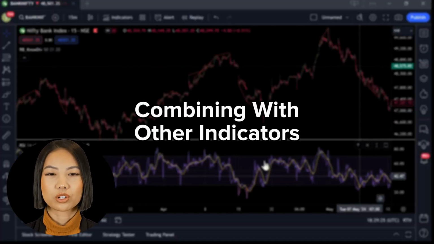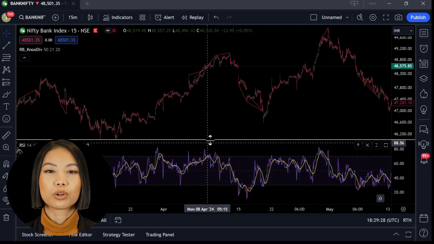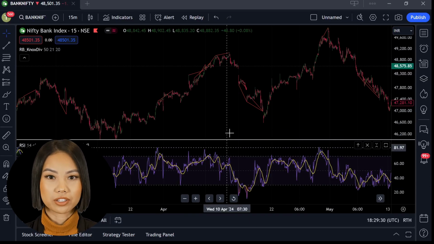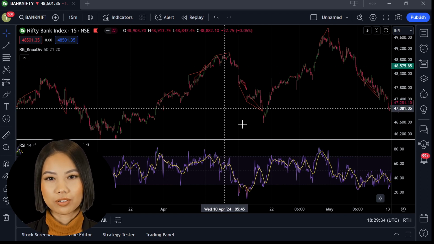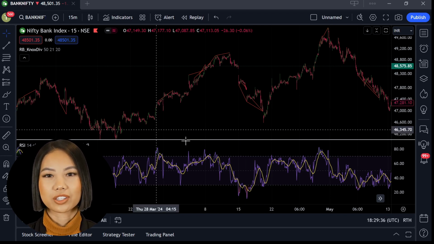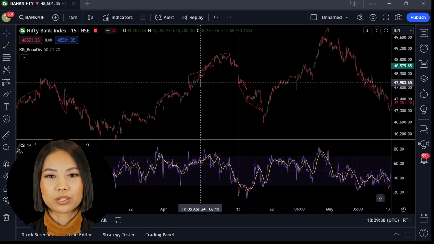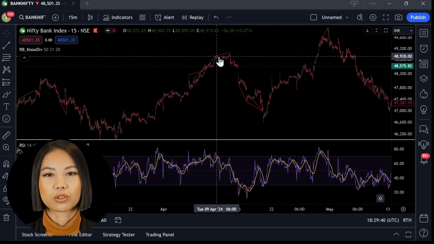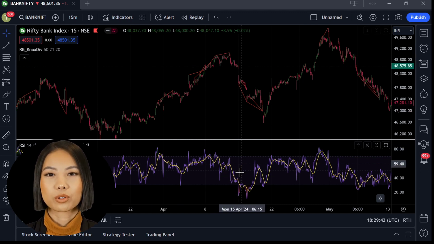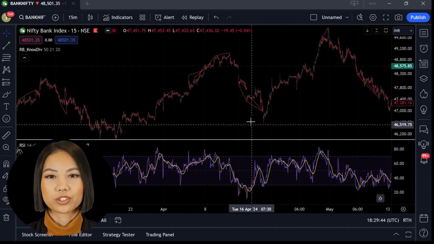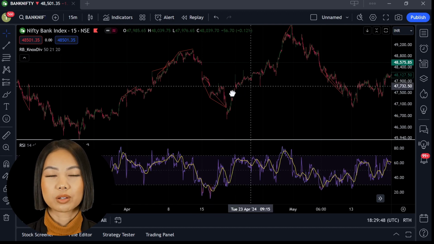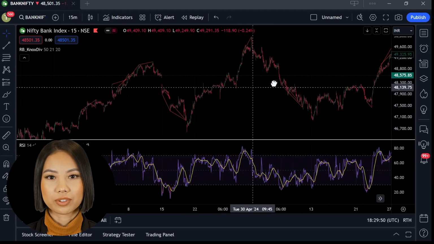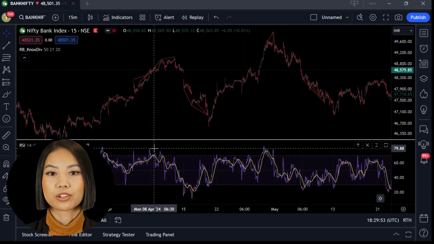Using it in combination with other indicators. For more robust trading signals, combine the Knoxville Divergence Indicator with other tools. Example, pair it with the Relative Strength Index, RSI. When you spot a bullish divergence on the Knoxville Divergence and the RSI is below 30, oversold, it strengthens the buy signal. Conversely, a bearish divergence combined with an RSI above 70, overbought, enhances the sell signal.